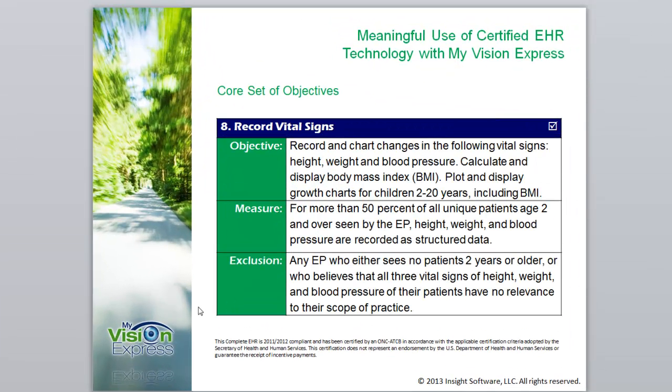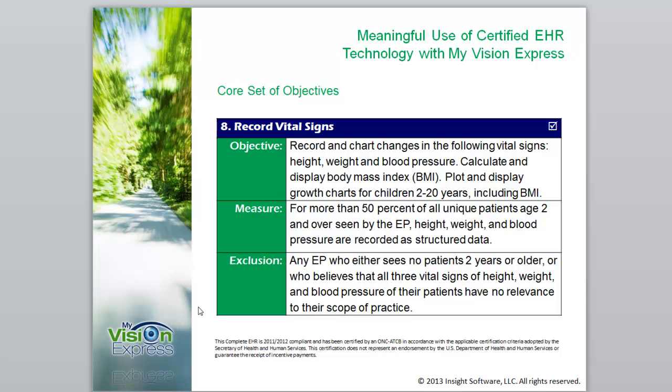Number 8 is record vital signs. So the objective is to record and chart changes in the following vital signs: height, weight, and blood pressure, and to calculate and display body mass index, plot and display growth charts for children 2 to 20 years, including BMI. The measurement is for more than 50% of all unique patients aged 2 and over seen by the EP. Height, weight, and blood pressure are recorded as structured data.